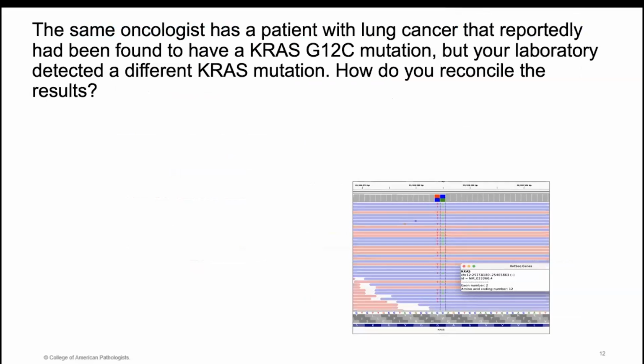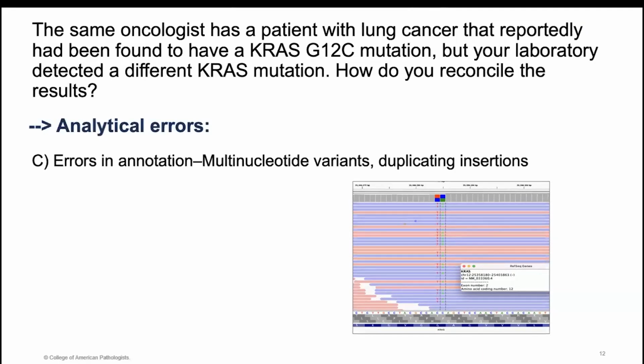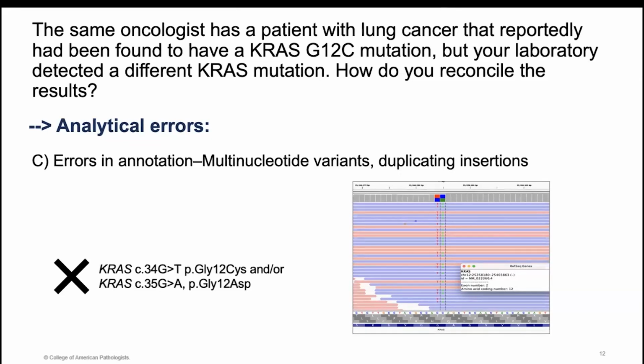So going back to the vignette where the oncologist is puzzled as to why an outside laboratory detected an actionable KRAS G12C mutation, but your laboratory doesn't, how do you reconcile the results? And so here is a screenshot of the variant. Now we know that this is a multinucleotide variant, a dinucleotide variant. So probably the outside laboratory may not have manually reviewed the variant and realized that the annotation was incorrect. So we are looking again at an error in annotation, not in detection.